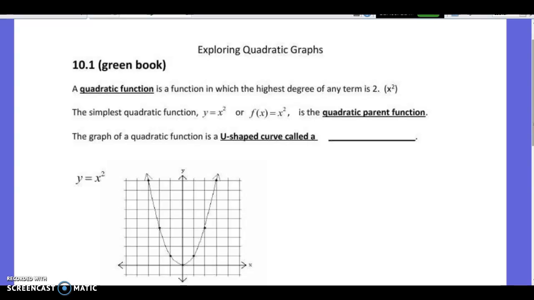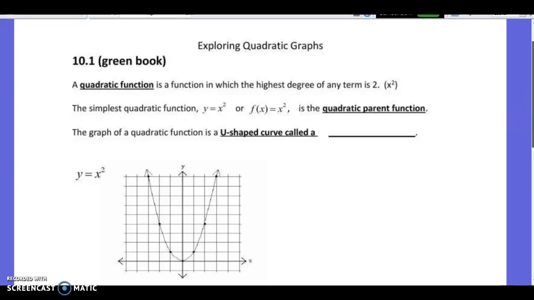So kind of going through, if you go on my website and look at the green book in chapter 10, these are the notes that follow that. So I'm just going to go through these, follow along as we go, and there's a couple sample problems for this section.